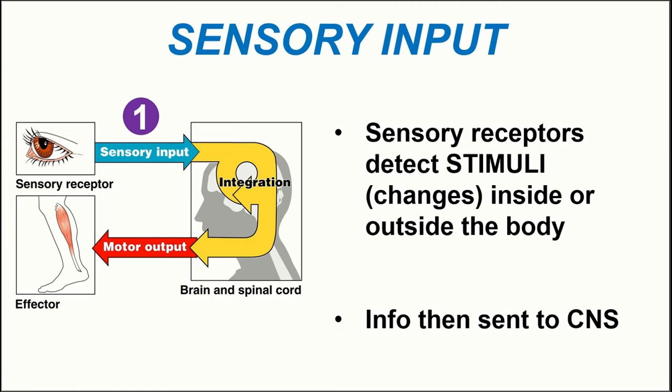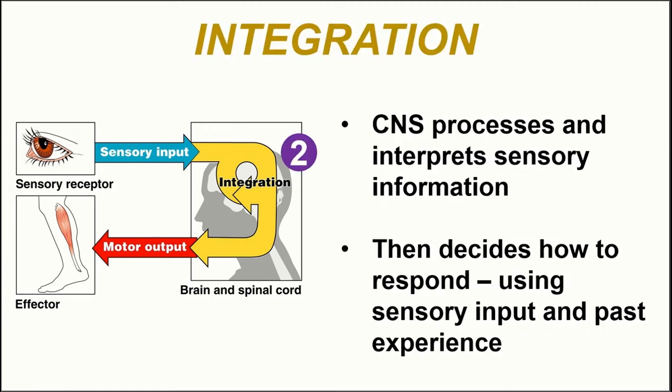So let's take a look at what's going on with integration in the central nervous system here. Now, integration is the process of interpreting and processing that sensory information that's coming into the central nervous system, that is either into the brain or into the spinal cord. So it's the central nervous system's job to process and interpret the sensory information that's coming in. And then the central nervous system decides how to respond to that sensory information. And it uses the sensory input that's coming in and any relevant past experience for that particular situation.